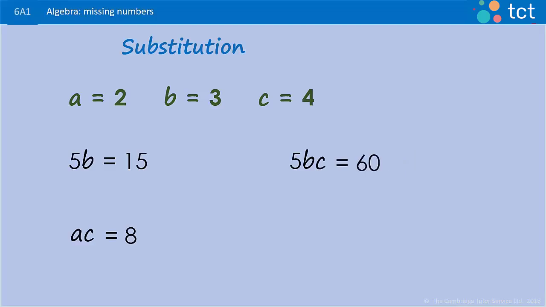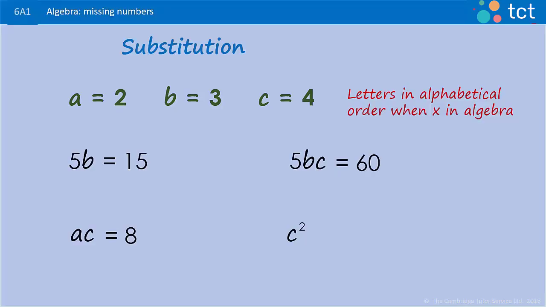And another convention to get used to here, when you're multiplying in algebra, if you have more than one letter, they are generally put in alphabetical order. So even though CB is exactly the same as BC, the convention is to put B before C, because in the alphabet B comes before C. And finally, C squared. If you remember that squared just means times that number by itself, so C represents 4, C times C is the same as 4 times 4. C squared is 16.